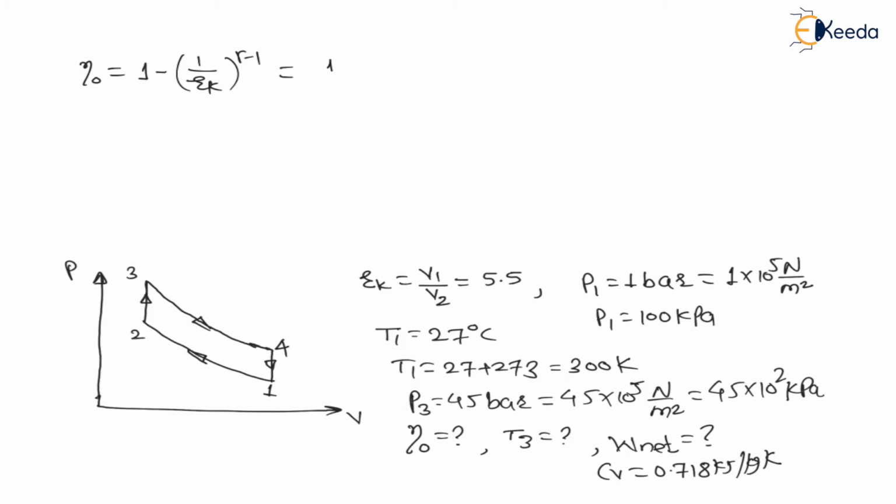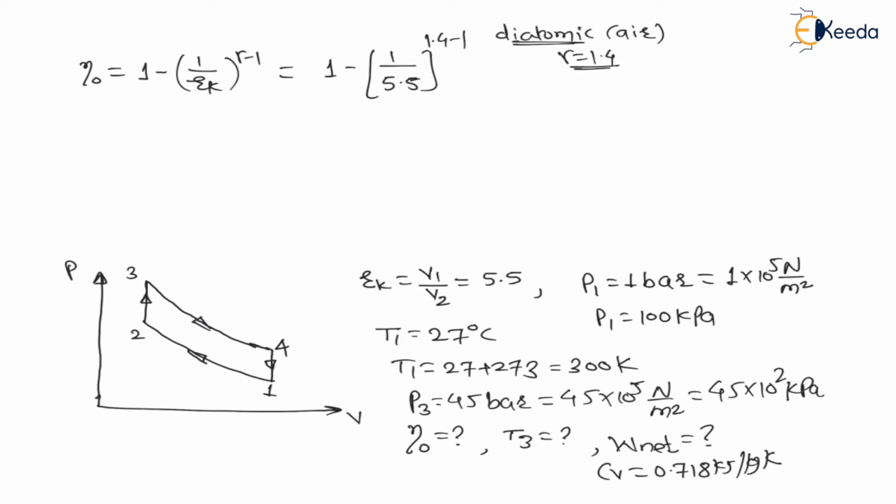Therefore, put the values: 1 minus 1 upon rk, the compression ratio, is 5.5, raised to gamma minus 1. Now here, my dear students, we have to assume the value of gamma because it is an air standard cycle. And air is a diatomic gas. So gamma will be equal to 1.4. For diatomic gases, gamma is nothing but 1.4. Gamma minus 1 is therefore 1.4 minus 1.